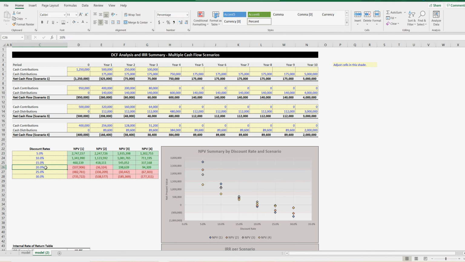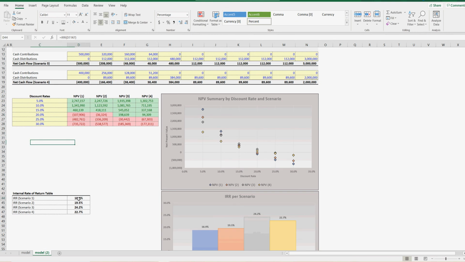Where do we start to go negative? Here at a 20% discount rate, scenario one goes negative as soon as you get over 20%. And really, the internal rate of return tells you exactly when you get net present value zero, because that's what the internal rate of return tells you. It's when the present value of the future cash flows, if they're discounted at this rate, the IRR, will be valued at the startup cost. The present value of the future cash flows will equal the current cost. Essentially, the net present value is zero at that point.